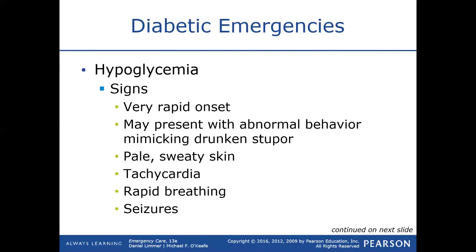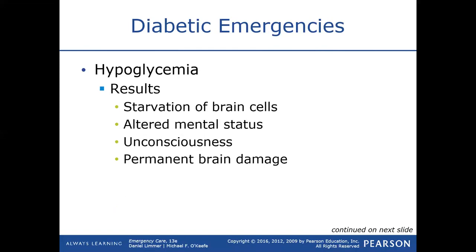Tachycardia, so their heart rate's going to be increased, their breathing is going to be increased, and they can have seizures. Now, if you have a hypoglycemic induced seizure, this is very, very serious. That means that their blood sugar is very low, and we need to do something for them right away. So what is hypoglycemia doing to your body? It's starving the brain cells of sugar that the brain needs. Causes your altered mental status, unconsciousness, and permanent brain damage. So if your brain doesn't get enough sugar for a long period of time, you can have permanent brain damage.